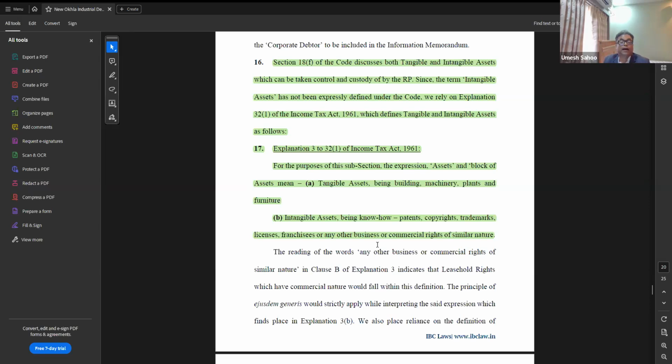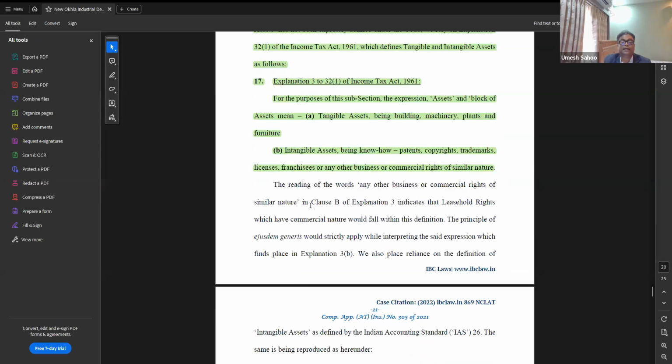So under 32(1), for this purpose, the expression asset means tangible assets, being building, machinery, plant and furniture. Intangible assets are patent, copyright, trademarks, license, franchise, or any other business or commercial right of similar nature, sir. The wording 'any other business or commercial right of similar nature' in the clause B explanation indicates that leasehold rights which have commercial nature would fall within this definition. Clear.